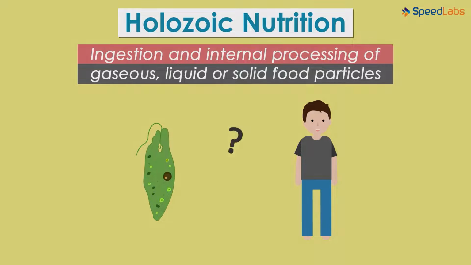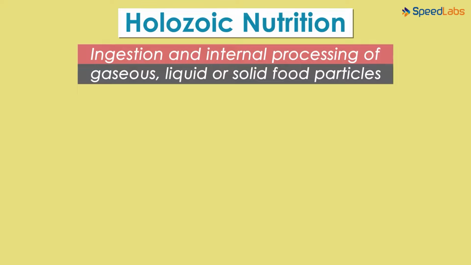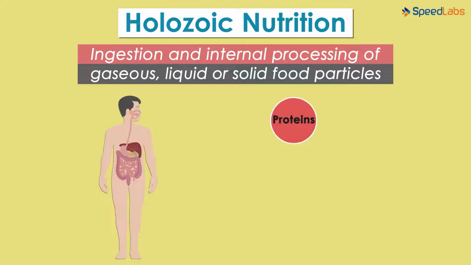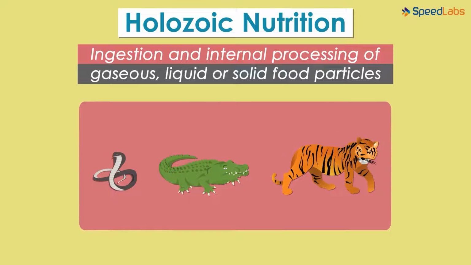But how exactly does this process occur? Let me help you with this. In Holozoic nutrition, the energy-building blocks such as proteins and carbohydrates are taken in by ingesting and then digested further to obtain energy. Now you may say that only animals will belong to this category, right?